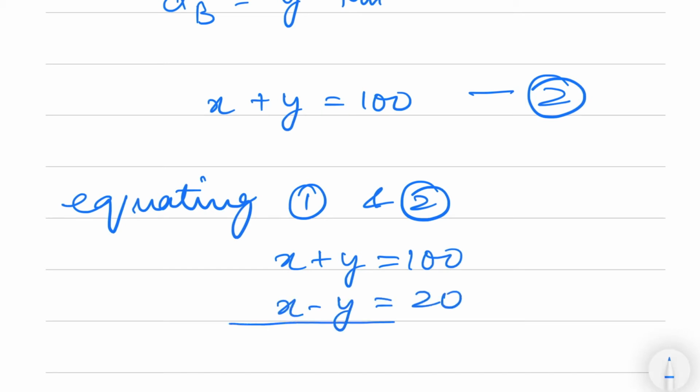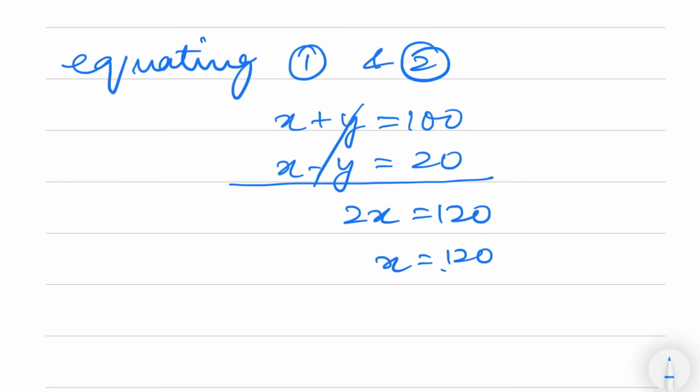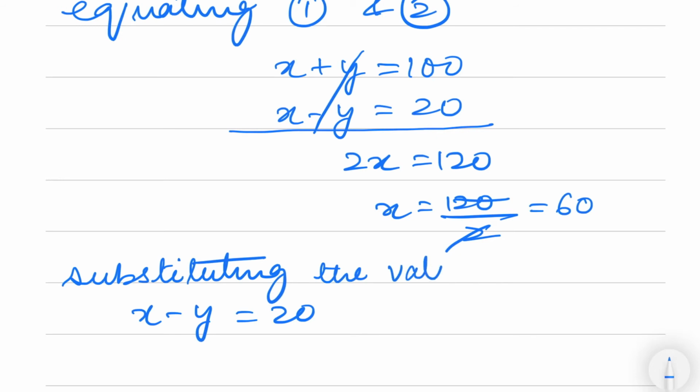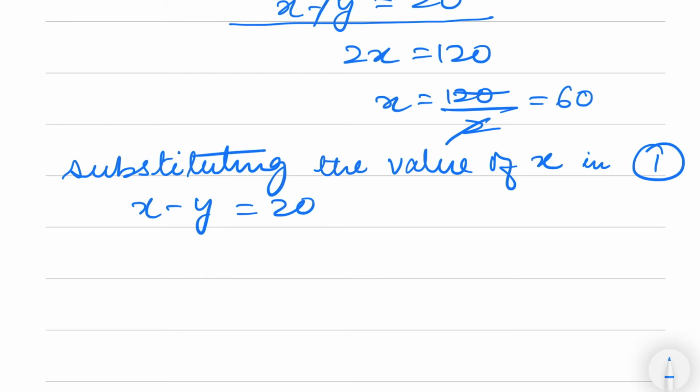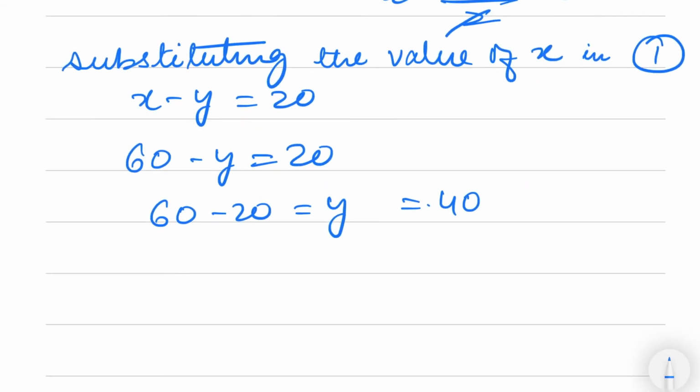So adding these equations, y gets cancelled. So 2x is equal to 120, x is equal to 120 divided by 2. So we get 60. Let's find out y. So we know x minus y is equal to 20. Substituting the value of x in the first, we have 60 minus y is equal to 20. So 60 minus 20 is equal to y. So we have y is equal to 40 kilometer per hour.